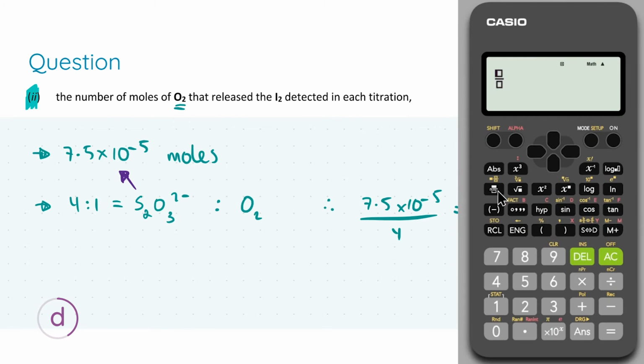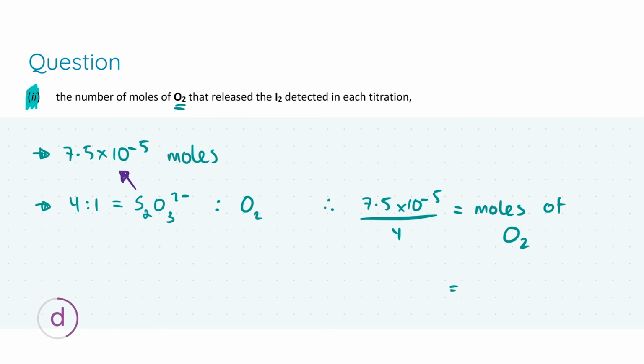Pulling up the calculator, we divide our 7.5 by 10 to the minus 5, which is our number of moles of thiosulfate, by the 4, which is that ratio of thiosulfate to oxygen. The answer is 1.875 by 10 to the minus 5, and as always this is measured in moles because we are asked for the number of moles of oxygen. So I'm going to write that down: the answer is 1.875 by 10 to the minus 5, the number of moles of O2.